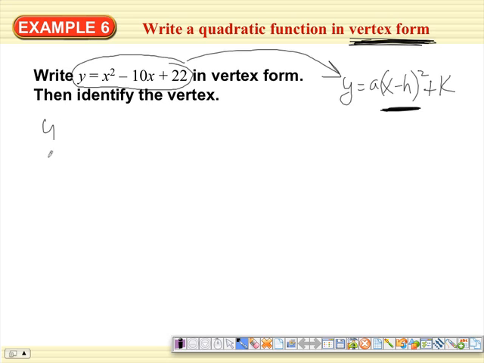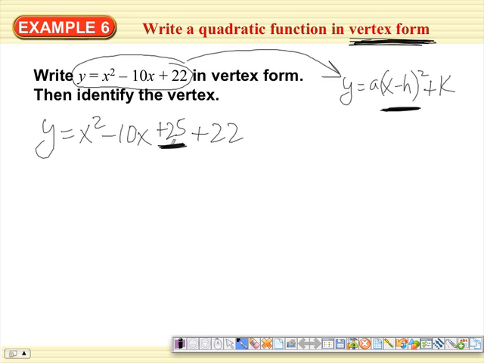So first thing, y equals x squared minus 10x. I'm going to leave a space here, and then I'm going to write 22. Did I move 22? No, I just pushed it out of the way a little bit. That's step number 1. Step number 2, you can probably guess: find the c that completes the square. So we're going to add 25 right here.